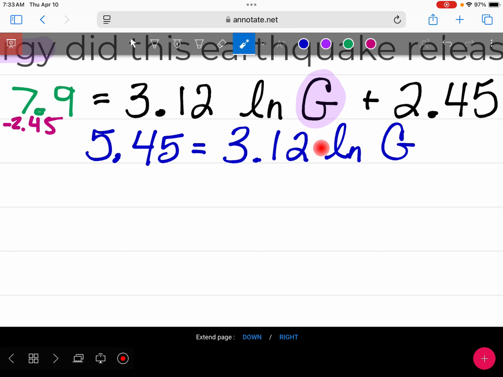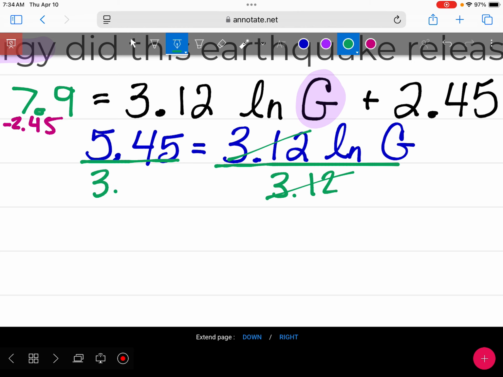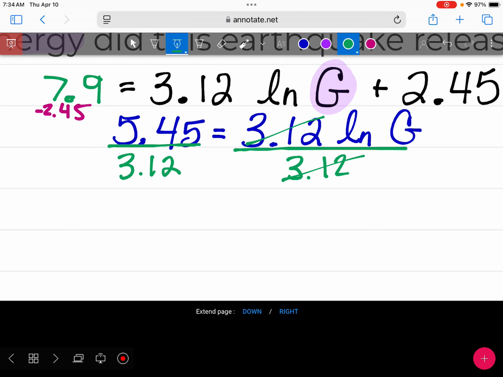Both great ideas. So think about what's happening between our 3.12 and the ln. If we don't have a sign written here, what does this mean? Multiply. So how do I get rid of it? Divide. Since they're being multiplied, we need to divide this side by 3.12. That's going to make those cancel out. That's what we want. We would really like to have just the G over there, so I need this 3.12 to leave.